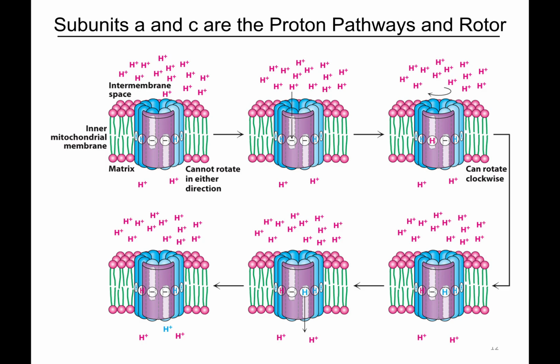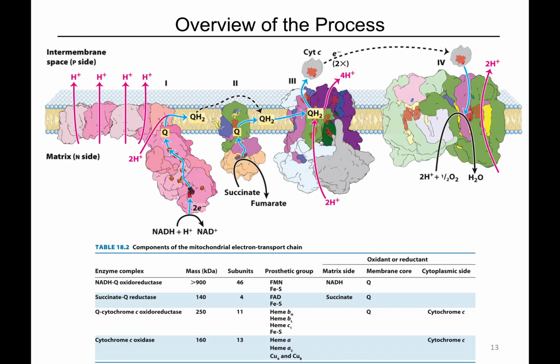The C ring rotates clockwise. That puts a proton in the channel to be released out to the matrix, resetting it where both of these aspartic acids are deprotonated. When they're both deprotonated, nothing happens. A proton binds from the inner membrane space. It rotates by 1 unit. The protons are released. It resets. Okay? So if there happens to be 10 C subunits, it would take 10 protons to make 3 ATPs. If there's 8, it would take 8 protons to make 3 ATPs.